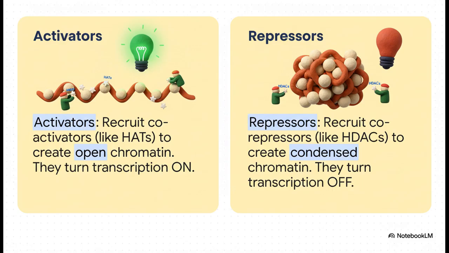Repressors, they do the exact opposite. They recruit co-repressors, like HDACs, which rip those acetyl groups off, causing the chromatin to pack down super tight into heterochromatin, which slams the door shut on transcription.